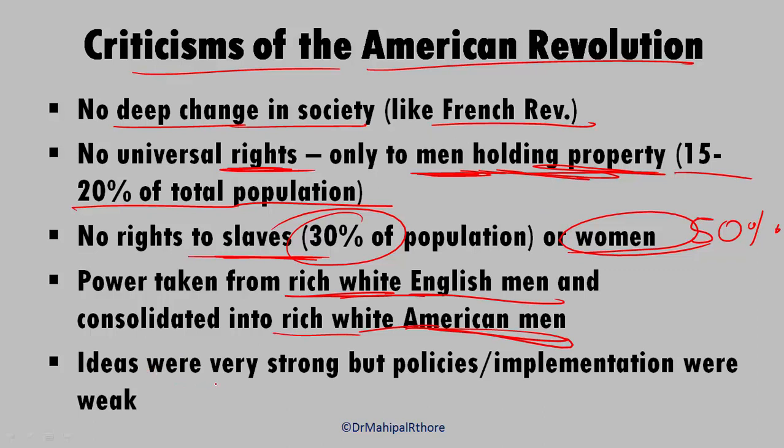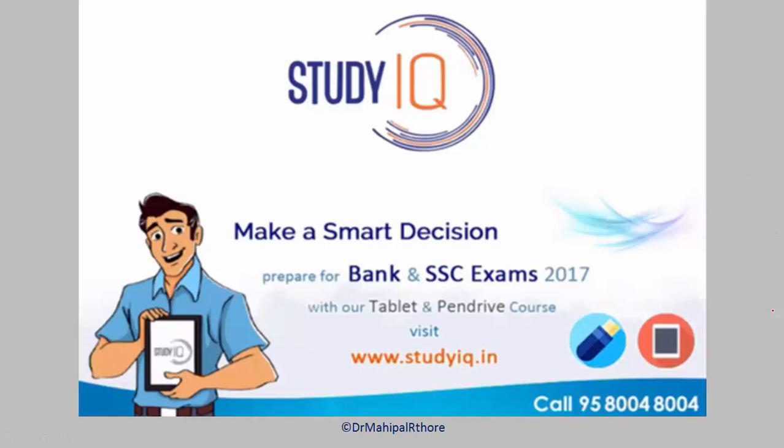The ideas of the American Revolution were very strong, but the policies and implementation were weak. It was not up to the mark. So these are the few criticisms of the American Revolution. With this, I come to an end of the lecture.